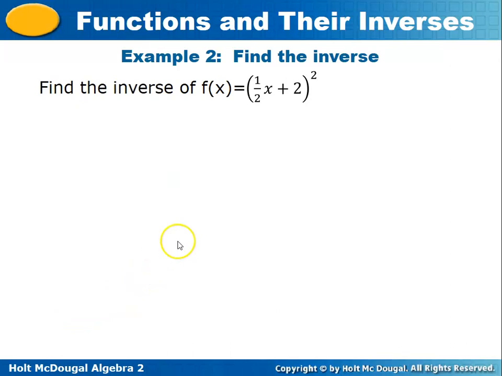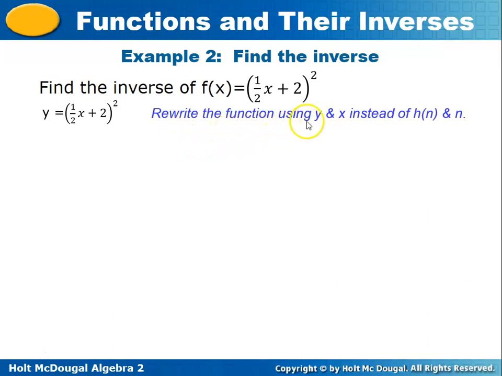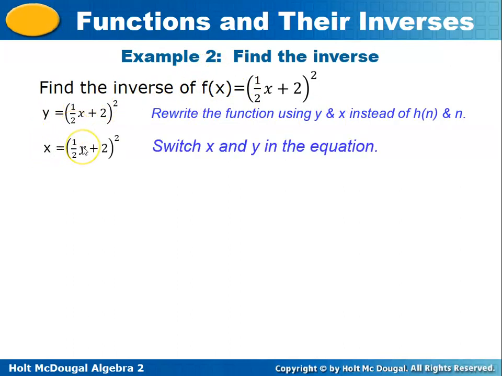So here's our next one. Now notice we have a squared here. Recall that to do the opposite of a square, we have to take a square root. If we have a square root, we have to square it to do the opposite, okay? So here, again, our first step, rewrite using y instead of x. So we're going to put the y where the f of x was, right? And then we're going to swap the x and the y.